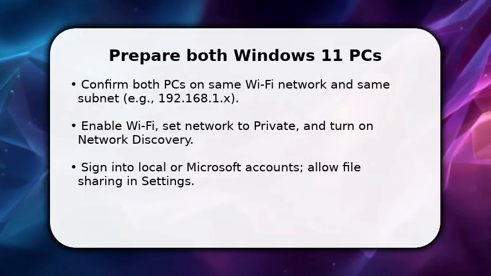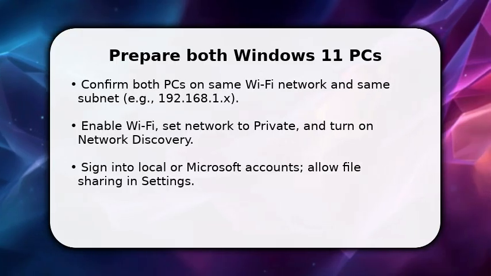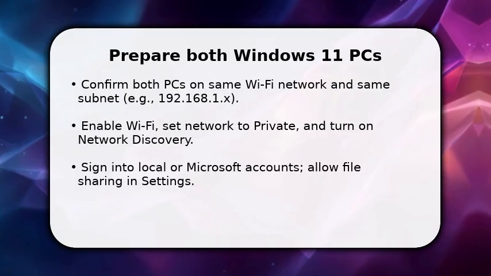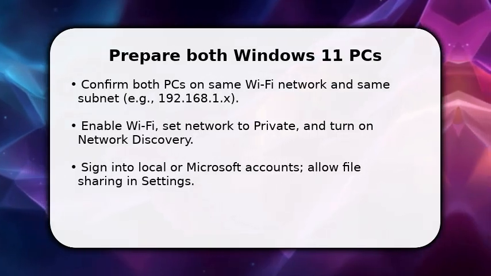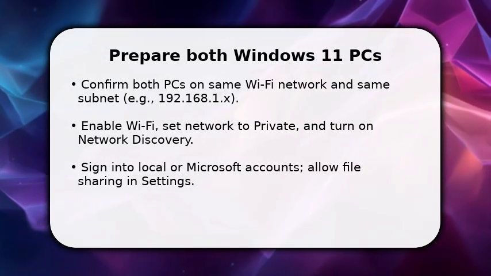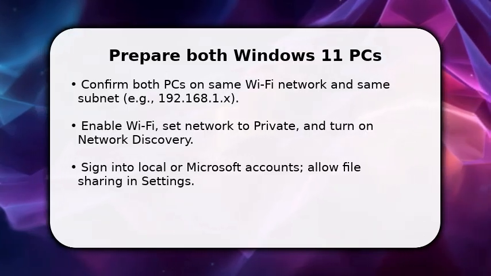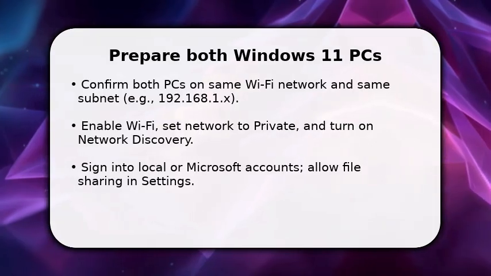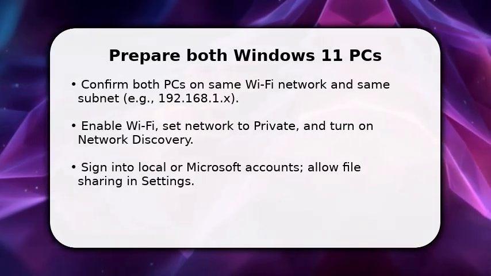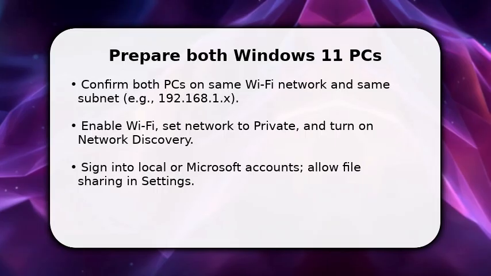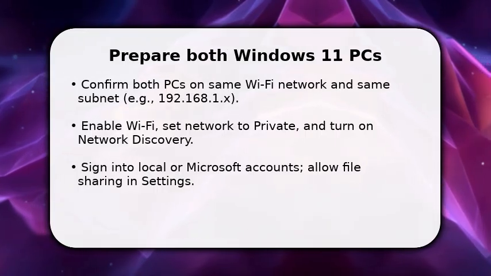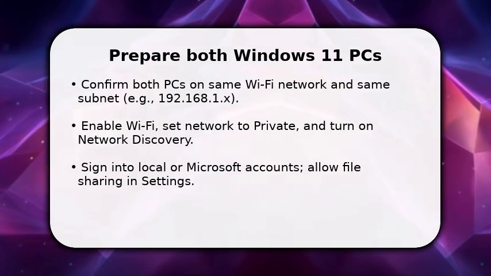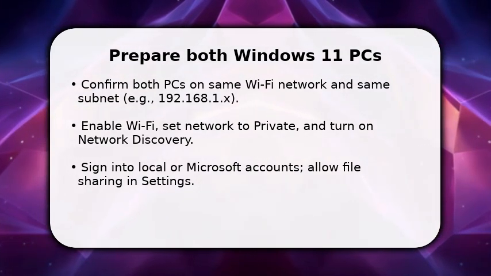You start by making sure both machines are reachable. On each PC, connect to the same Wi-Fi and set the network profile to private so Windows trusts the network. Next, enable network discovery and file and printer sharing in advanced sharing settings. This allows the machines to see each other. Sign into either matching Microsoft accounts or local accounts with administrator rights to simplify permissions. Once done, verify the PCs appear under Network in File Explorer before moving to Share Folders and Connect.